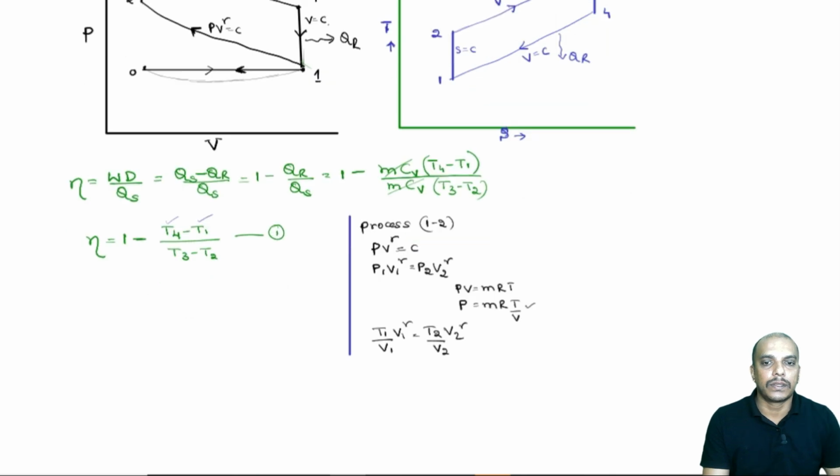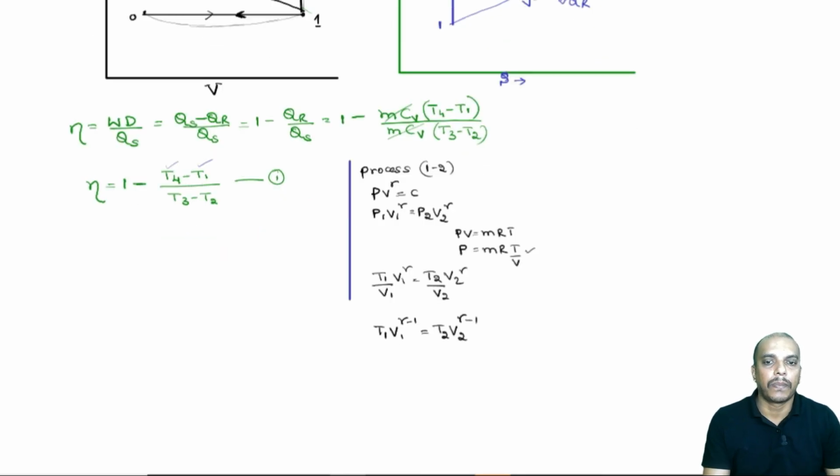Okay. So T1 V1 power gamma minus 1 is equal to T2 V2 power gamma minus 1, because if this goes to the numerator it will be minus 1, and if you add the power it will be minus 1. Or we can simply write T1 is equal to T2 into V2 by V1, whole power gamma minus 1.